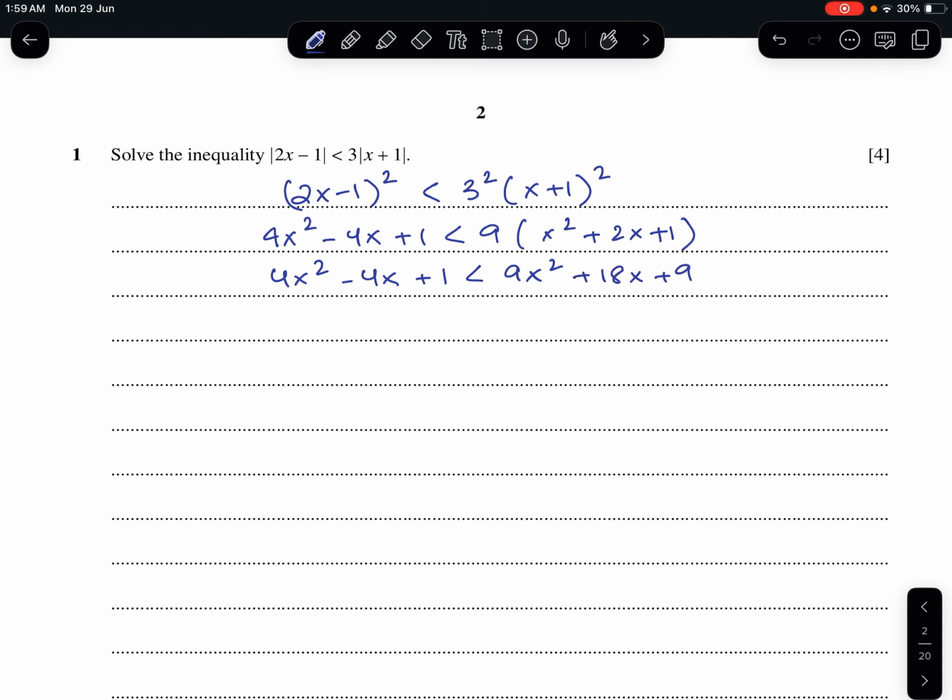Now let's simplify this. So we're going to put everything on one side, so we'll be left with 0 on the left side, and 9x squared minus 4x squared gives us 5x squared. 18x and the minus 4x will become plus 4x, so 18 plus 4 is plus 22x, and then plus 9 minus 1, which is 8.